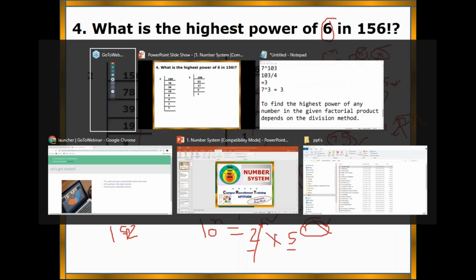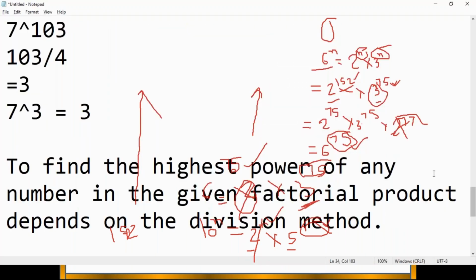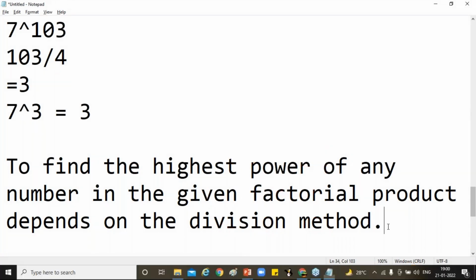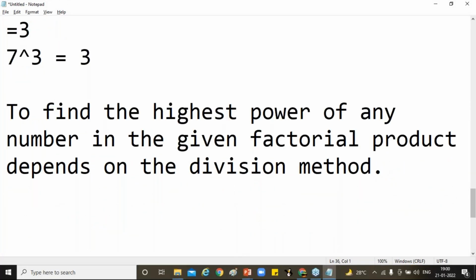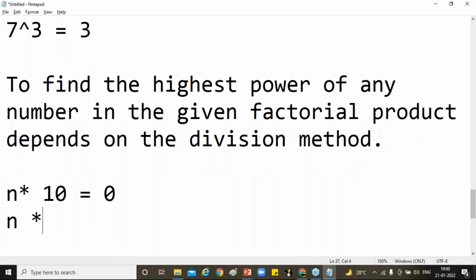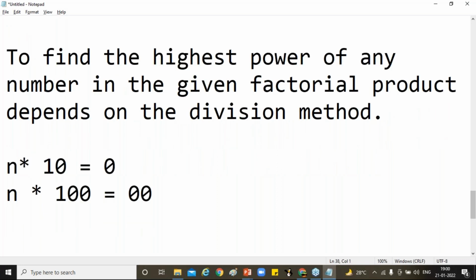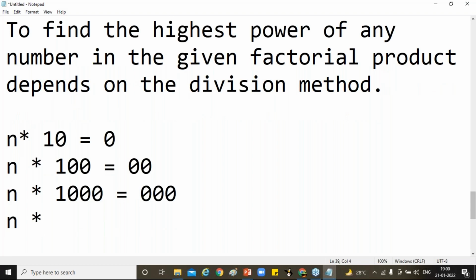Okay. Most important one. For example, you can take any number. If you multiply it by 10, the number of zeros at the end of the product is only 1 zero. If you multiply by 100, the number of zeros is 2. If any number is multiplied by 1000, the number of zeros is 3. If multiplied by 10,000, the number of zeros is 4.